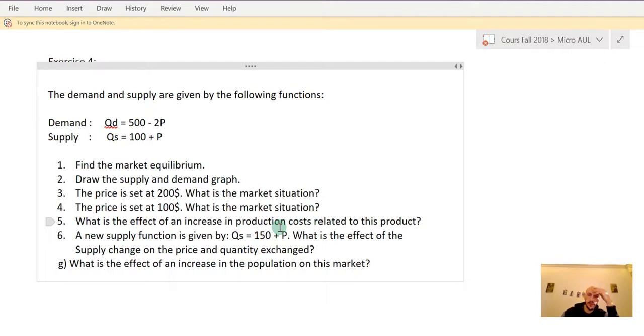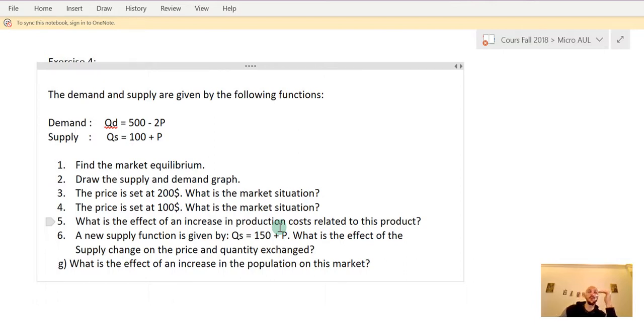So supply will be lower, so in this case the supply curve will shift to the left. A new supply function is given. So what is the effect? What do we do? We put it in place of the QS above. We find the new equilibrium. We show that the price has increased because supply decreased, and the quantity exchanged will decrease because supply already went down.